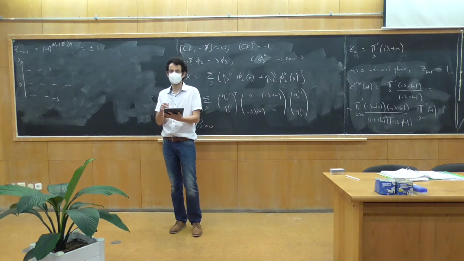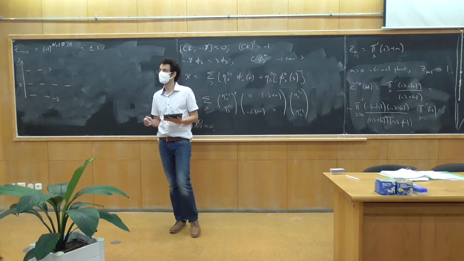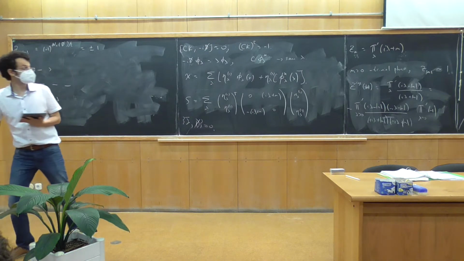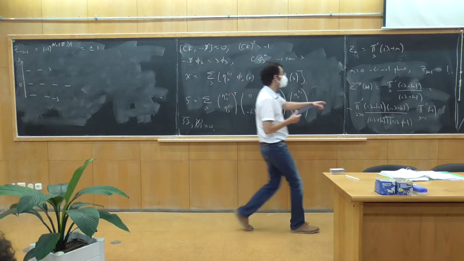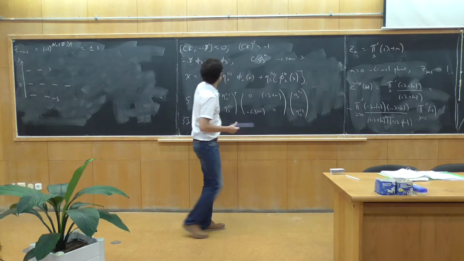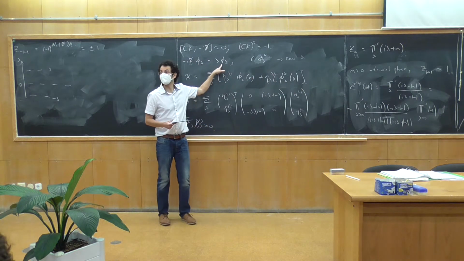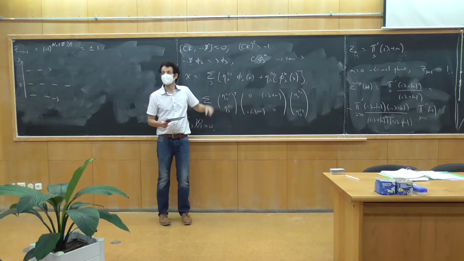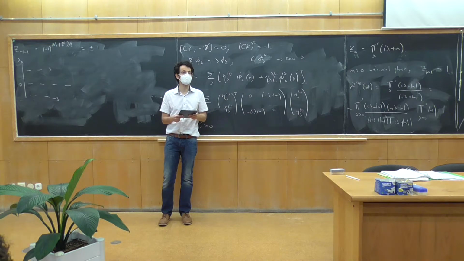Other questions? The prime again? Well, the prime is because all eigenvalues come in these pairs, and for each pair we're counting it only once. Yeah, that's the prime. Other questions?